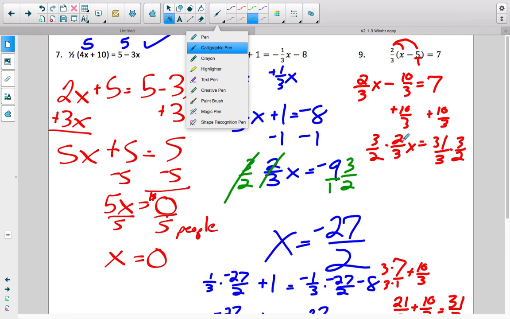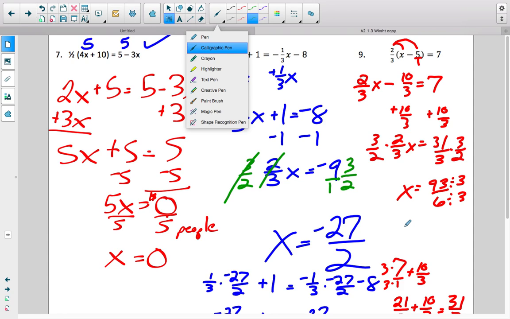So 3 over 2 times 2/3, when you multiply across, you get 6 over 6, which is 1. But our x comes down, it's really 1x. Over here, multiply straight across, so you get 93 divided by 6. Now you can divide both of these by 3 at least. I don't think 6 goes into 93, but I know 3 does.